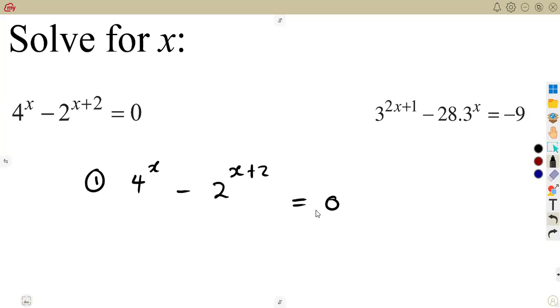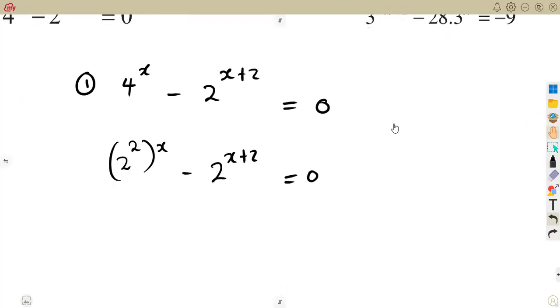I say that if you are given different bases like what we have here, we've got the base of 4 and this is the base of 2. Let us consider the same base. 2 is already in simplest form because it is a prime number. So we have to change 4 to be written in the base of 2. That's 2 to the exponent of 2, a 4 in the base of 2. But remember, it is being raised to the exponent of x. Minus 2 to the exponent of x plus 2 is equal to 0 like this.